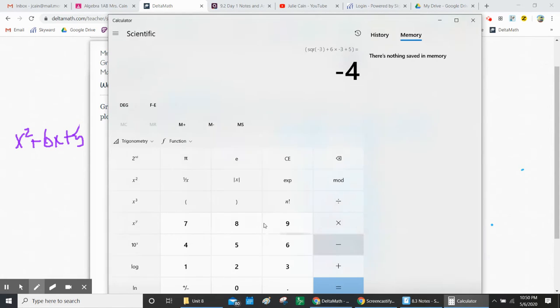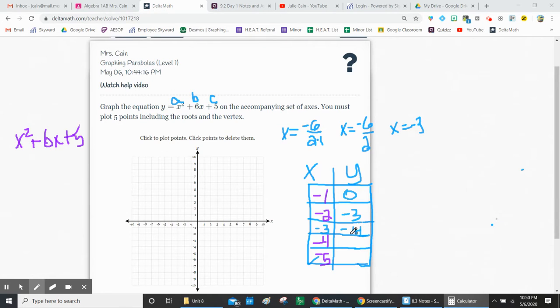And we just keep on going. So now I'm going to do parentheses, negative 4 squared plus 6 times negative 4 plus 5. And I get negative 3. And that should be my sign that I've got things going in the right direction, because now I can start seeing that there's some symmetrical properties to this graph.